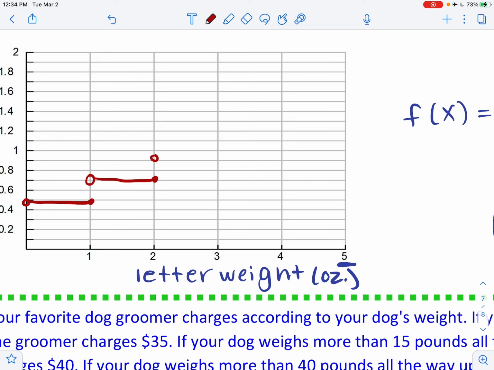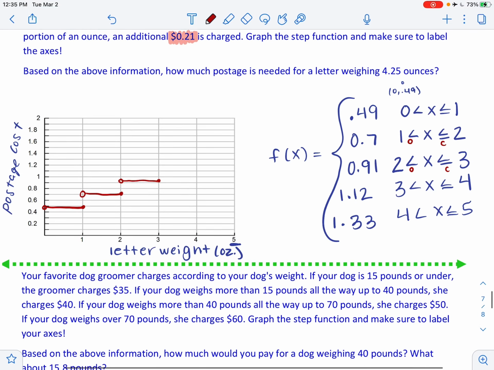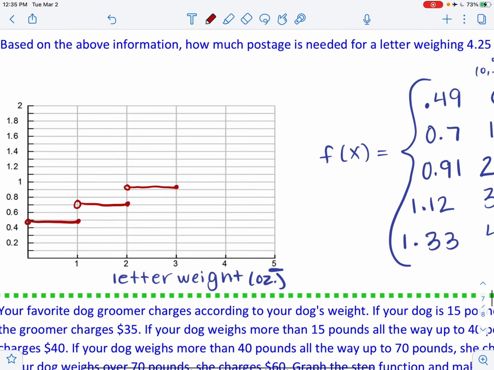And then we're going to x is 3, y is 0.91 with a closed circle. There's our next step. All right, the next one is y is 1.12 from 3 to 4, where 3 is open and 4 is closed. So I'm going to go to x is 3, y is 1.12. Let's see, that would be about here. And then 4, 1.12 is closed.